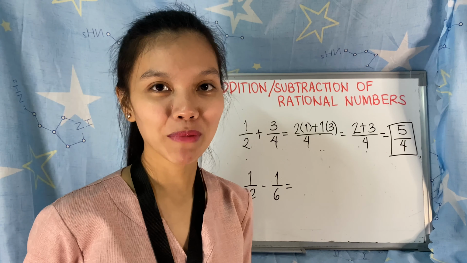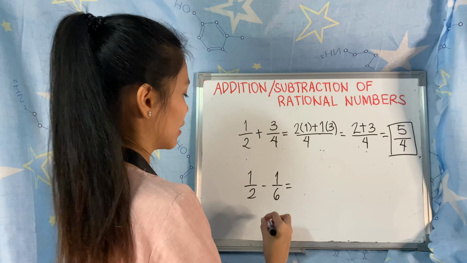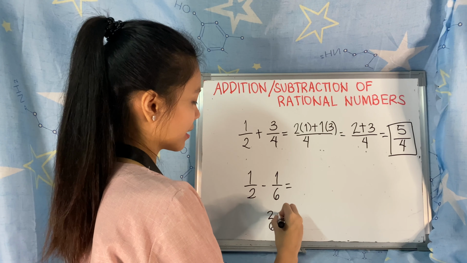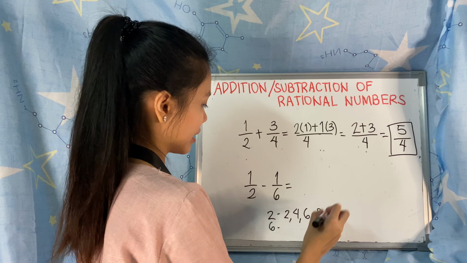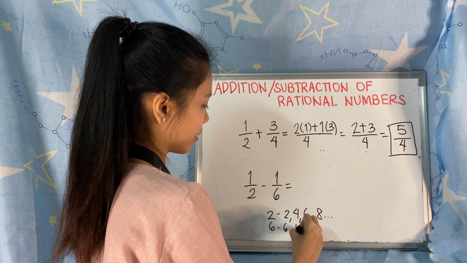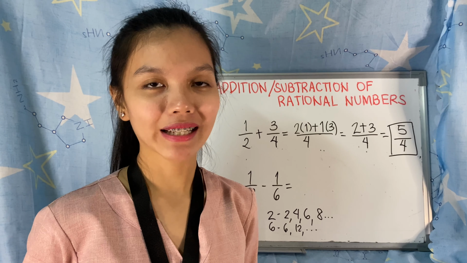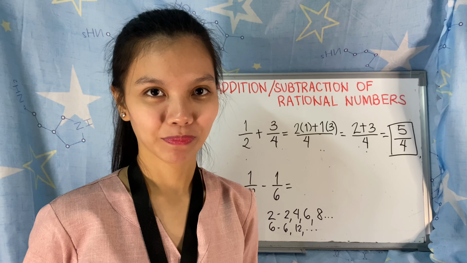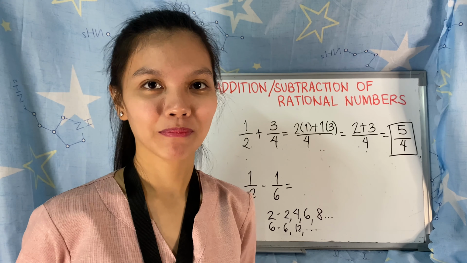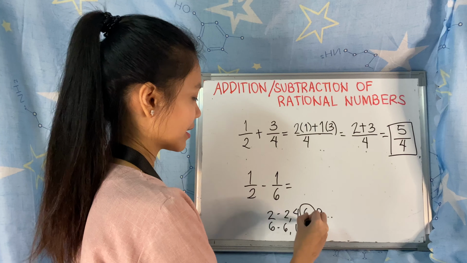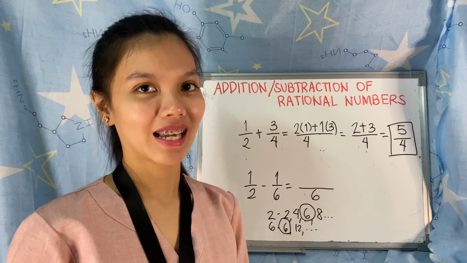So the bottom numbers must be the same, so we are going to get their LCD. So for 2 and 6, we have 2, 4, 6, 8, and 6, 12, and... So ano yung unang number sa LCM nila na magkapareho? So what is their LCM na pwede natin gamitin as LCD? Yes, very good. That is 6. Therefore, the LCD for 2 and 6 is 6.